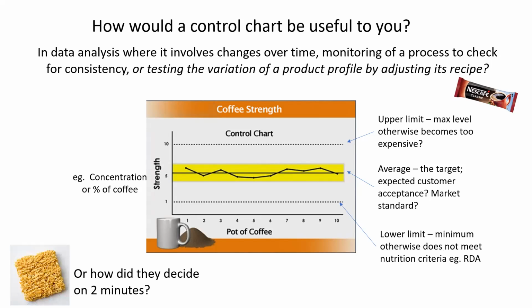You can have things like, how will you make a procedure and what is it that you can declare on your product? How can you commit to the 2 minutes of cooking with your Maggi mee? How do you think they decided? They would probably have to do a lot of checking and controlling to make sure that the product can be cooked within the acceptable limits of this 2 minutes.